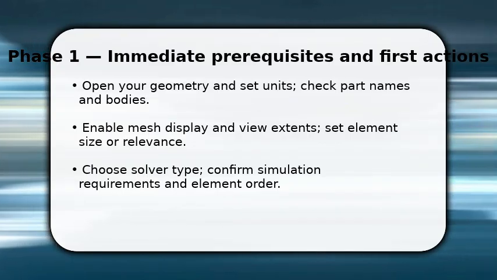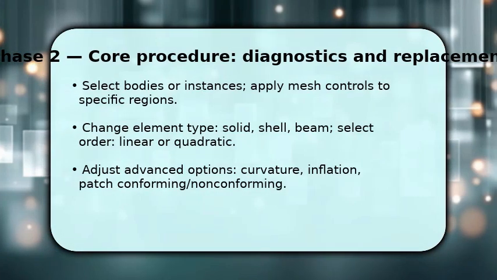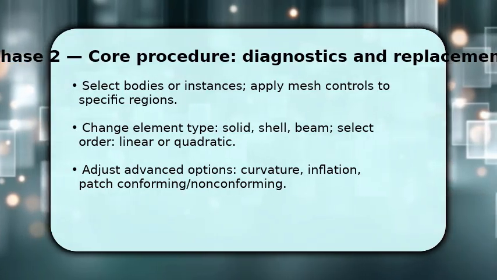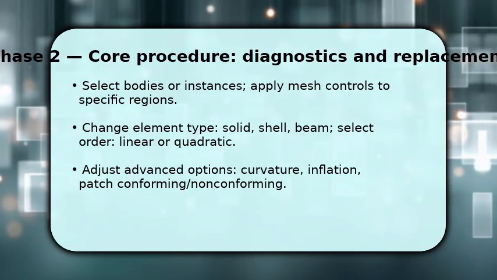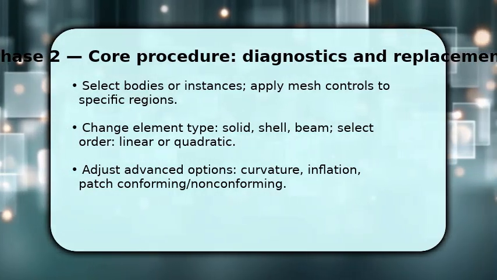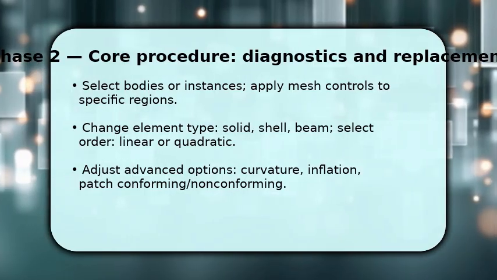You now select the components to change and apply mesh controls to targeted regions to avoid global remeshing. In the element settings, choose the appropriate element family: solid for volumes, shell for thin parts, beam for line elements, and pick linear versus quadratic order depending on accuracy versus cost.